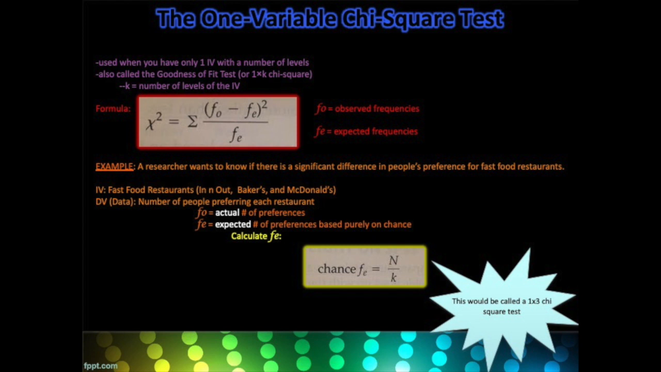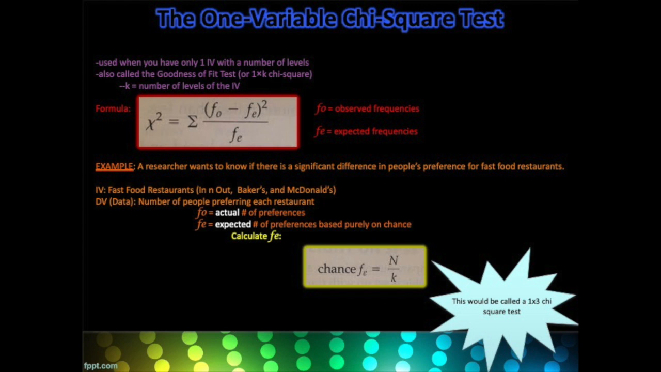So if you look at the example here underneath the formula, we'll come back to that in a moment. In orange, it says a researcher wants to know if there is a significant difference in people's preference for fast food restaurants. And so the IV is fast food restaurants, and there's 3 levels of that. So K is 3 with In-N-Out, Bakers, and McDonald's. And then the DV is going to be the number of people preferring each restaurant.